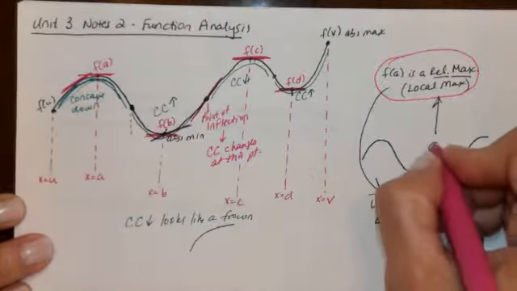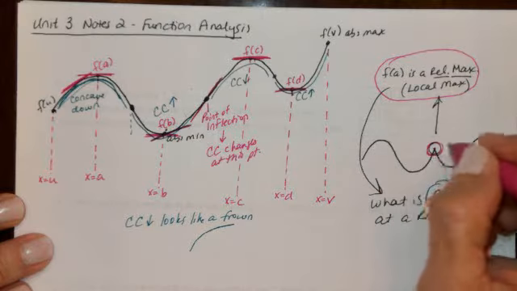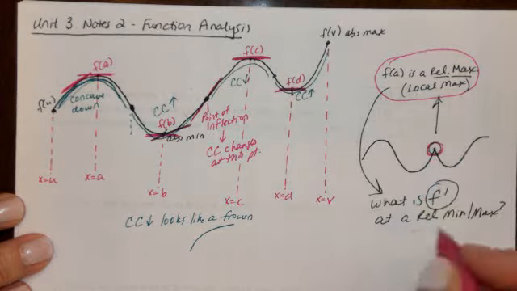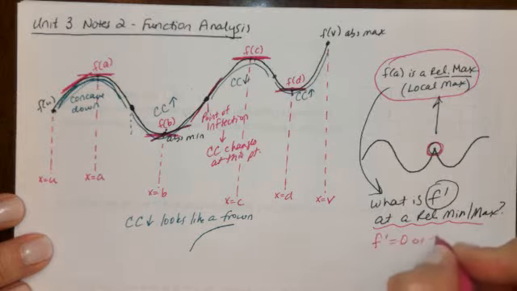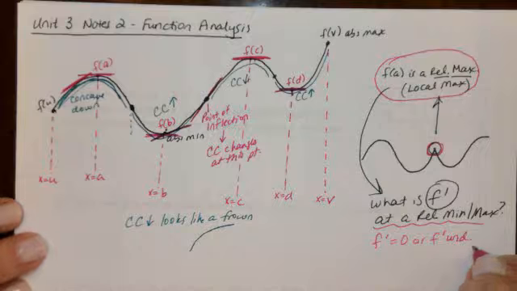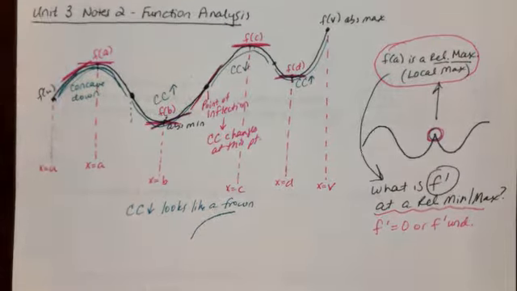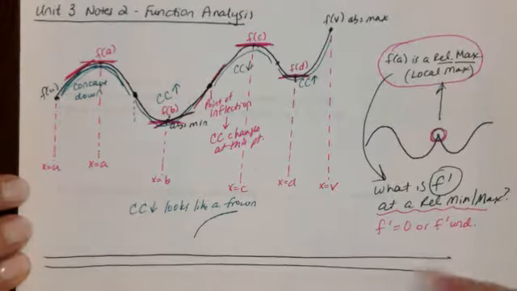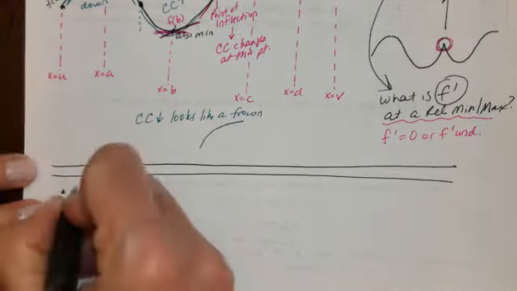But remember I said that this would also be a relative min or max. What is f prime there? Well, f prime there does not exist, does it? So at a relative min or max, f prime is 0 or f prime is undefined. Okay? All right. That leads us to our last new terminology, and it's also the first one that we're going to have an example on. Okay? A critical number. A critical number.